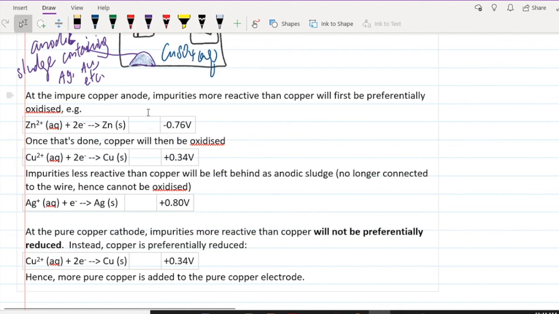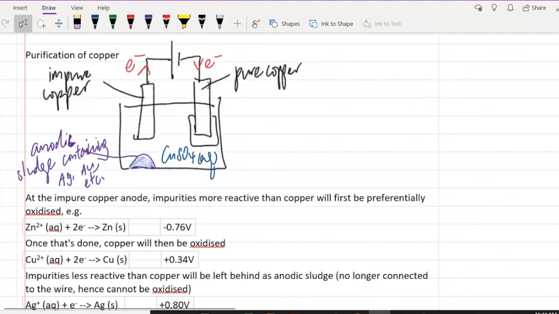At the pure copper cathode, the impurities more reactive than copper will not be preferentially reduced. Why? Because their reduction potentials are less positive than copper, too negative, for zinc, for example, to be reduced. Instead, copper is preferentially reduced. Hence, more pure copper is added to the pure copper electrode, and the pure copper ingot increases in mass.